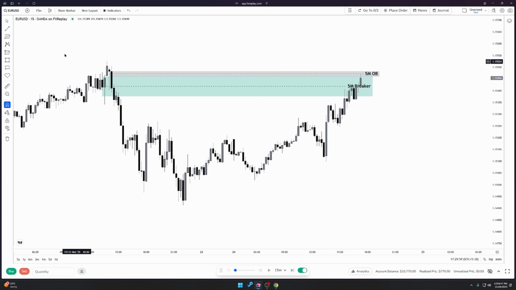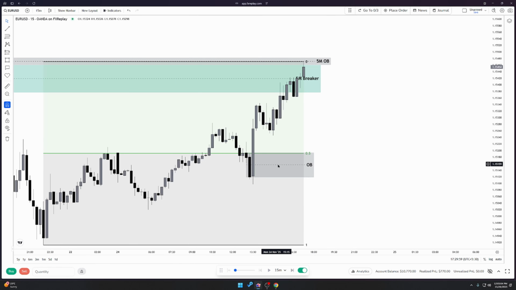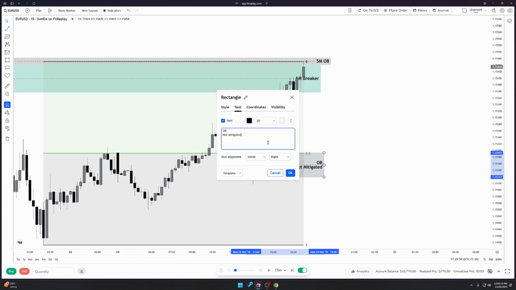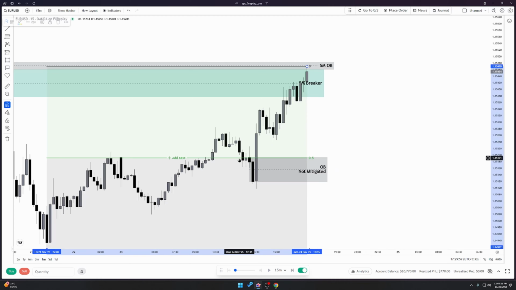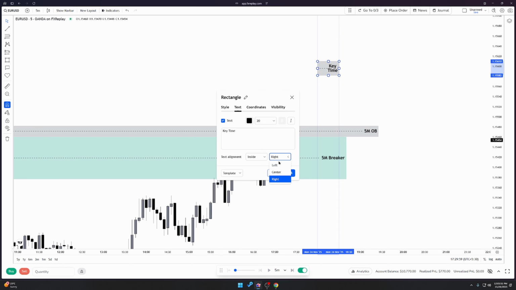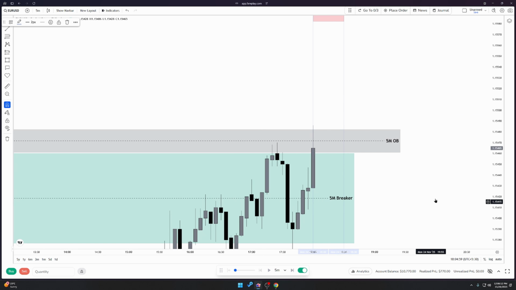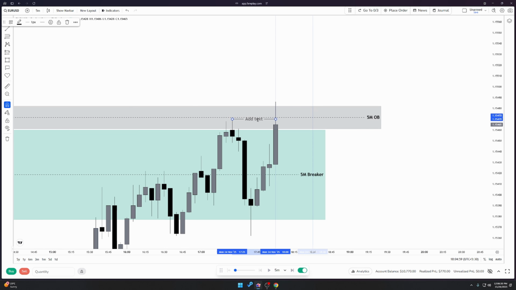Like before, I apply the premium and discount tool again on the current range and identify the PD array that sits at or below the discount level. After that, I mark out my key time for high probability movement. Now price taps the order block and also sweeps a minor buy-side liquidity.